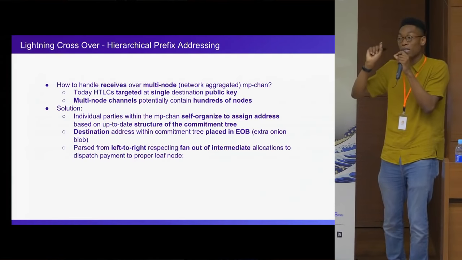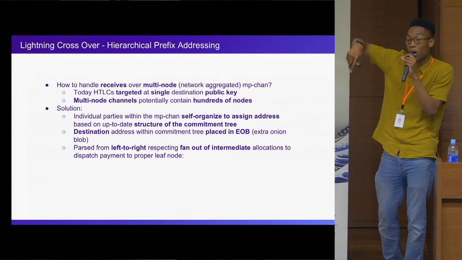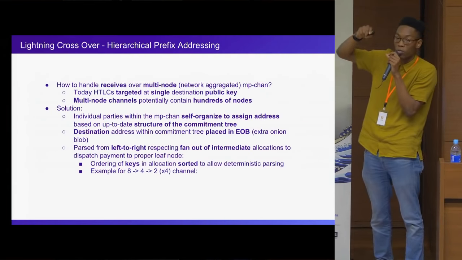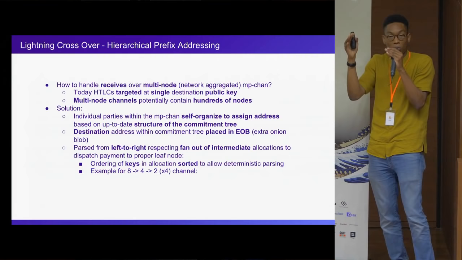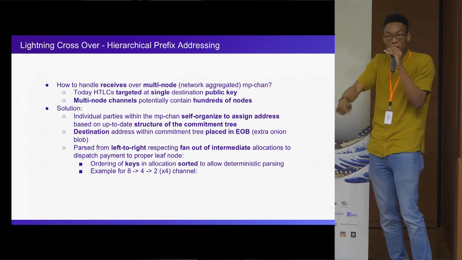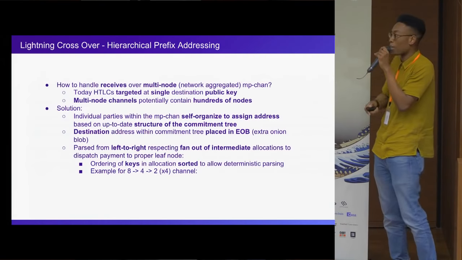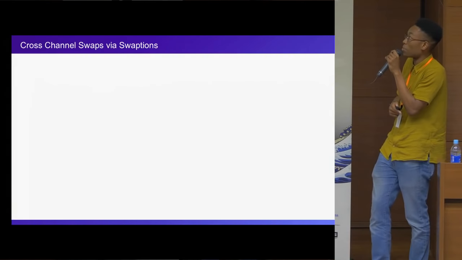What I can do is add another address into this onion blob, which helps me dispatch the payment once I get to that mega node. Based on the structure of the tree, I can have a prefix address that addresses which particular node I want to route to. Let's say it's a binary tree. I say okay, left, right, and I can go to the 8th node, and I can use that to route a payment within these participants, which is cool.